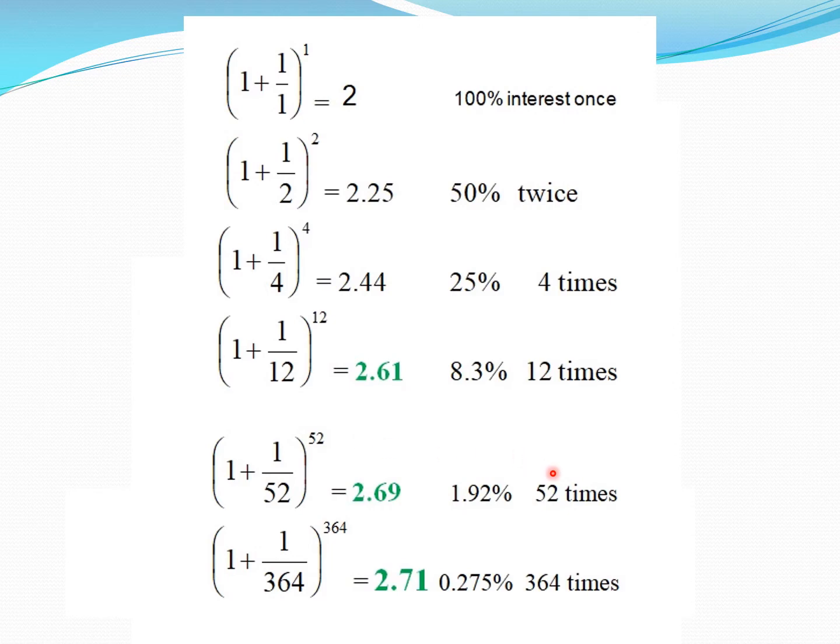Looking at it weekly, 52 times a year, same process again, and the number tends towards €2.69. Doing it daily, each day during the year, we get 1 plus 1 over 364 to the power of 364 equals 2.71, and that number is approaching e. And we could repeat this process continuously over each second during the year, and it would still approach 2.718, which is the e number.